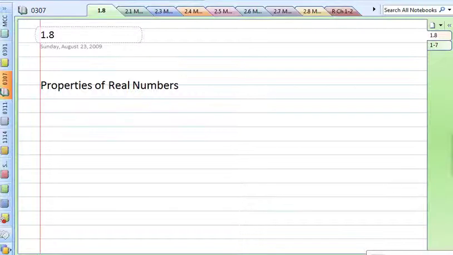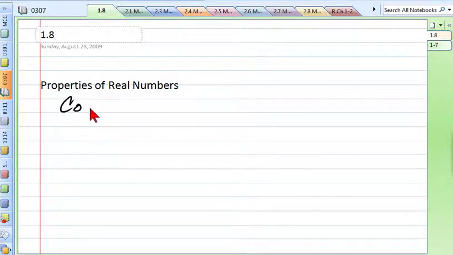We're going to talk about section 1.8, the properties of real numbers. Most of these properties you are already familiar with, but maybe not with the formal names. The first properties kind of come in pairs.